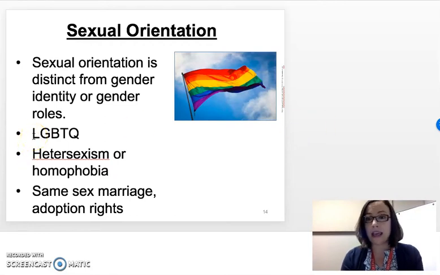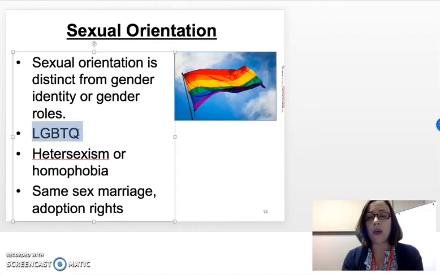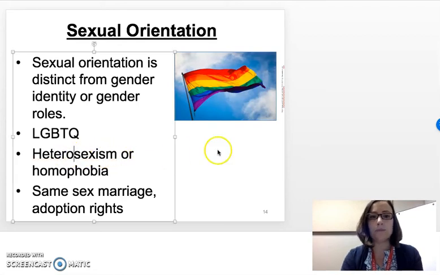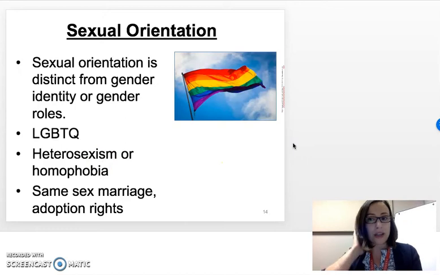So again, just like the last group of folks that we were talking about, there's an awful lot of diversity within this group of people. So it's important to keep that in mind. The term that we use to refer to discrimination or oppression that is targeted toward somebody who is not heterosexual, who is attracted to maybe someone of the same sex or members of both sexes, is heterosexism, or more commonly referred to as homophobia.